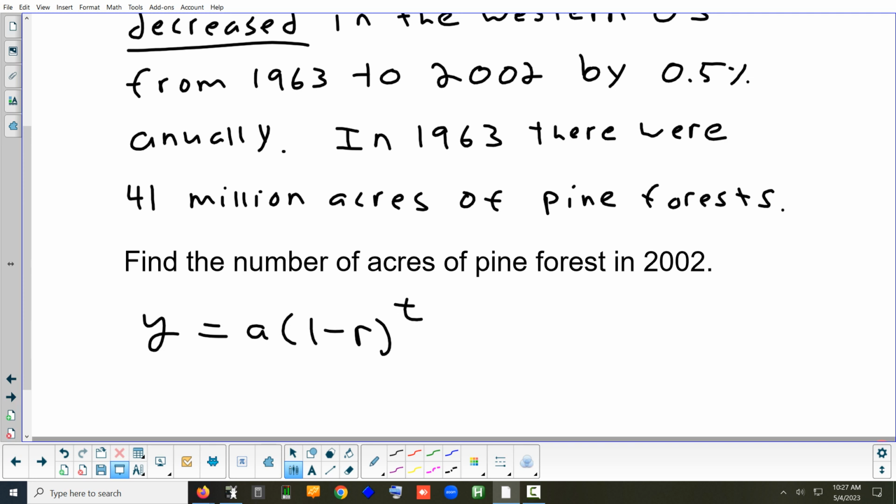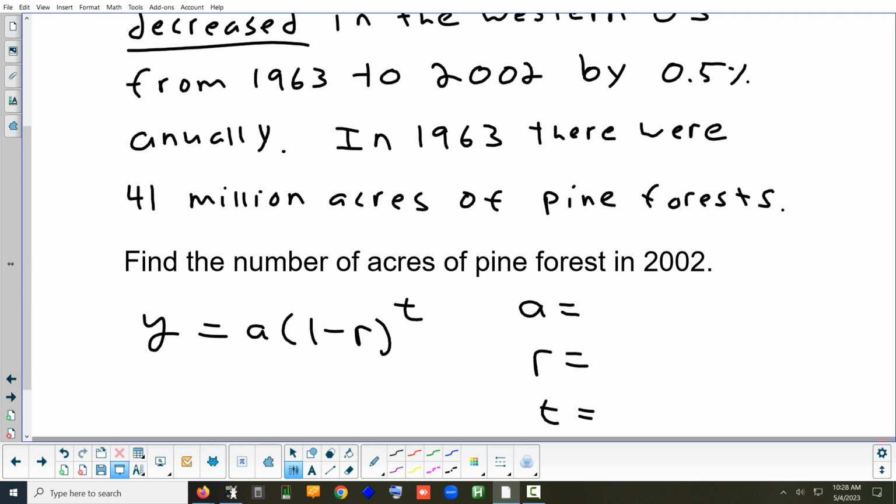Okay, so on the right-hand side, how many letters does that formula have? Just on the right-hand side. Yep, 3. We're going to have to find all of them. They're either given or we can figure them out from the problem. What are the 3 letters? They're A, R, T.